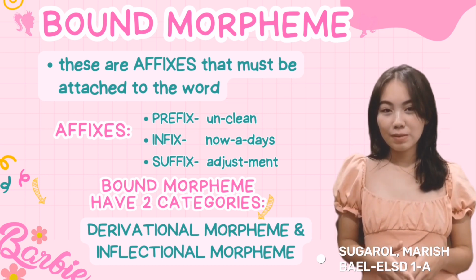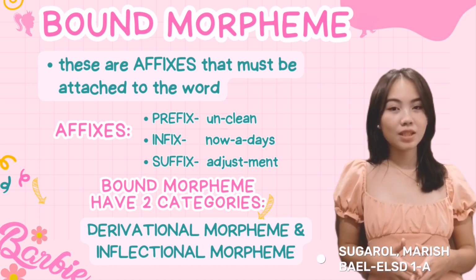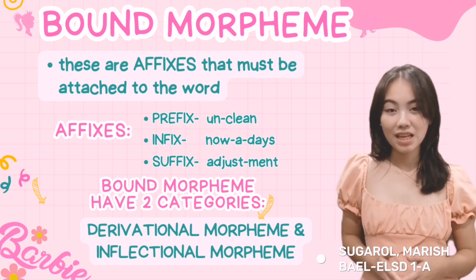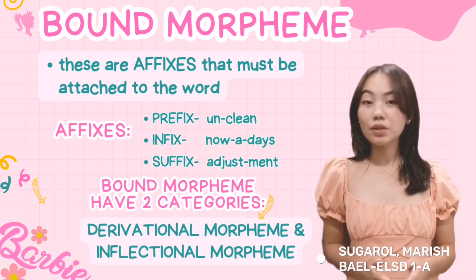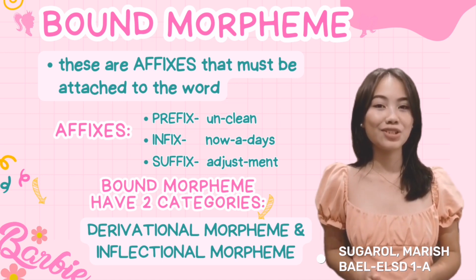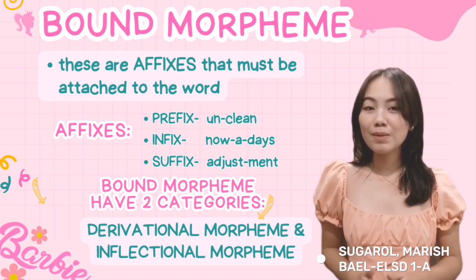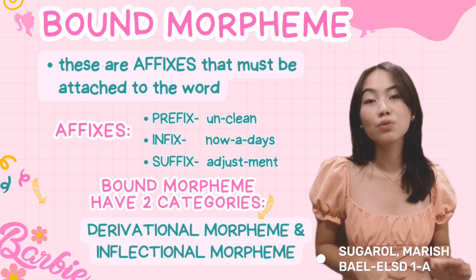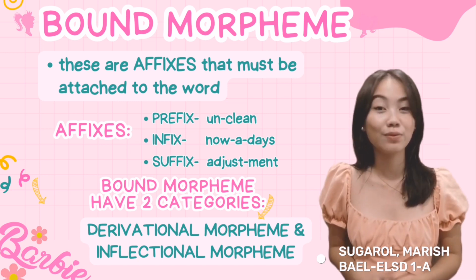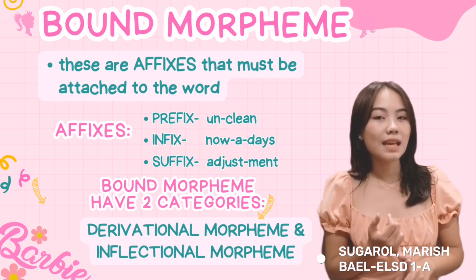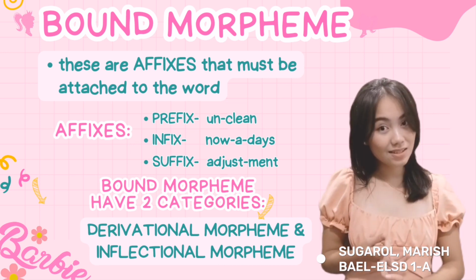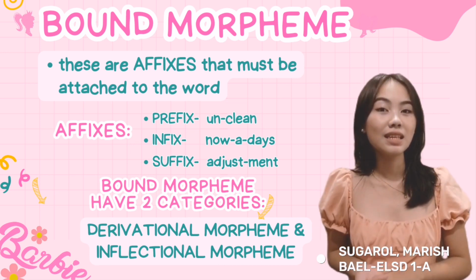A bound morpheme in linguistics is a morpheme that cannot stand alone as a word and must be attached to another morpheme. It is always part of a larger word and cannot function independently. So basically, the bound morpheme is the opposite of the free morpheme. And bound morphemes include prefixes, affixes, and suffixes, and also infix.